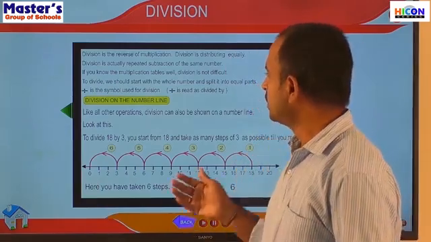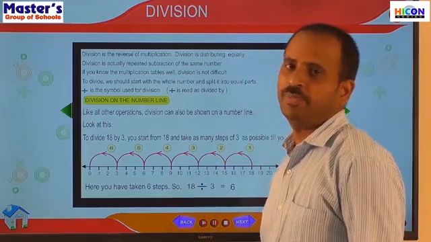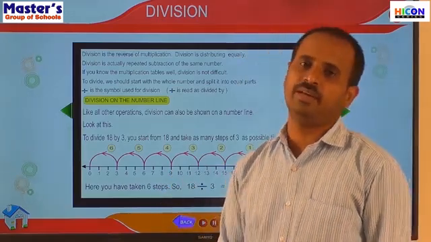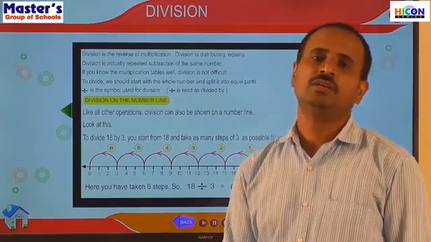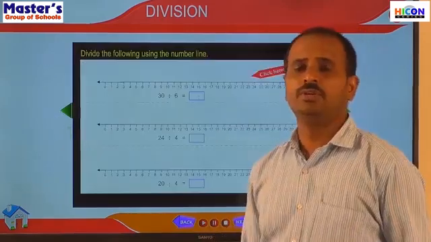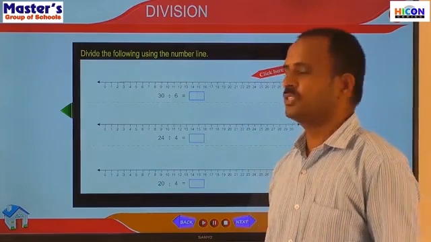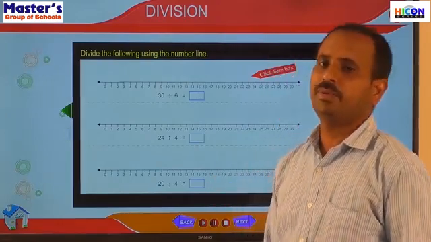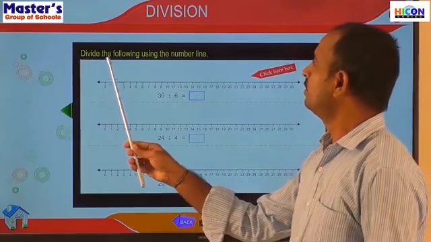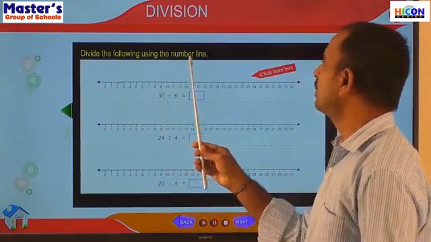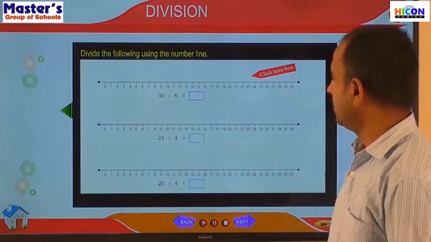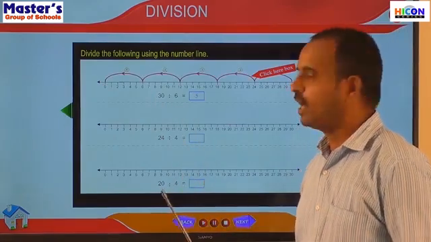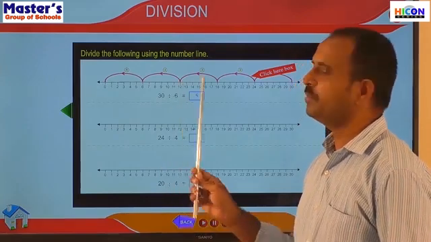So children, this is about division on the number line. Now let us practice some problems on how to show division on the number line. Children, look at the screen. Here are some problems to divide the following using the number line. Some divisions are given, and we have to show these divisions on the number line.